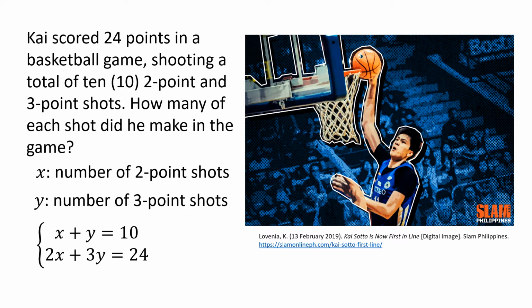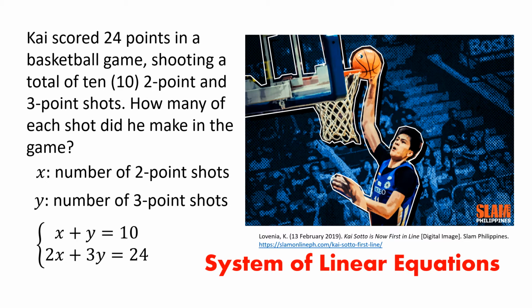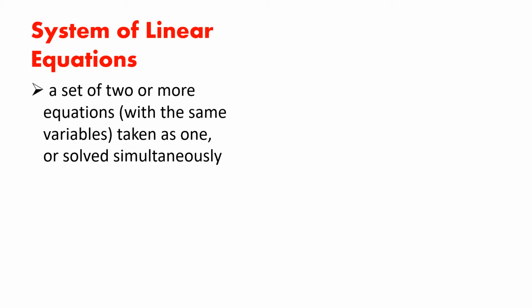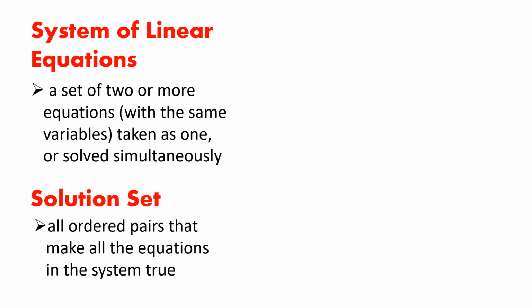This is an example of a system of linear equations. A system of linear equations is a set of two or more equations with the same variables taken as one or solved simultaneously. The solution set of a system of linear equations is the set of all ordered pairs that make all equations in the system true. There are three types of system of linear equations.